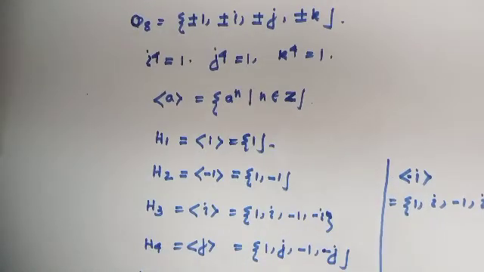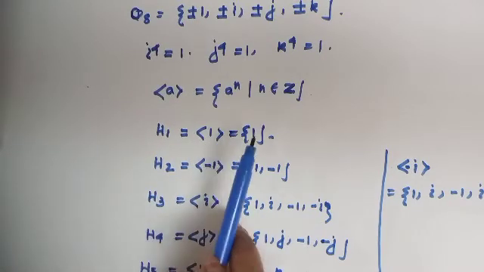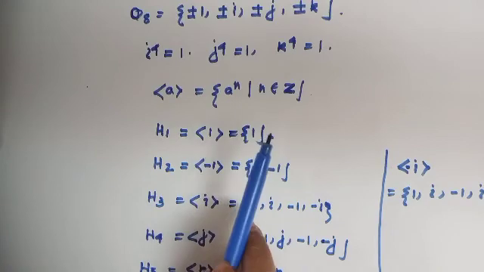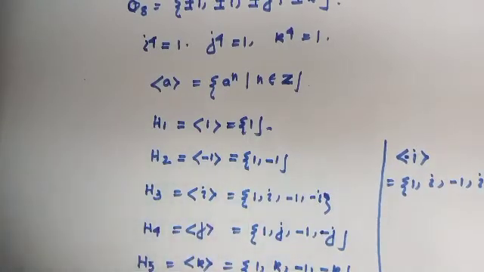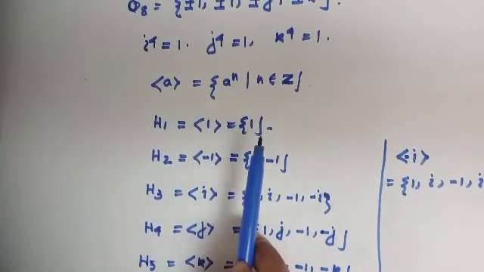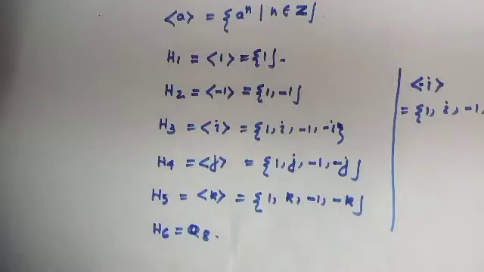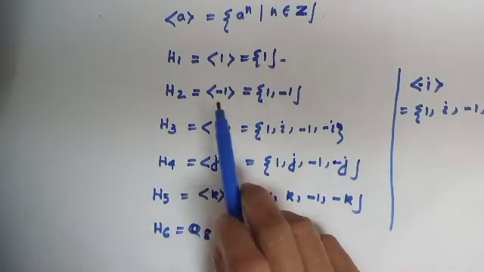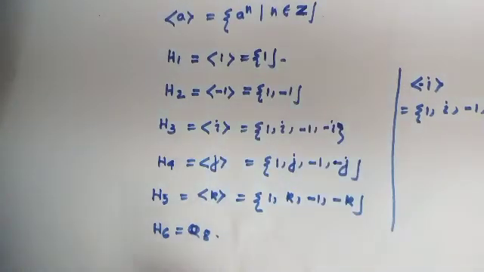We all know the cyclic subgroup generated by a equals a to the power n, where n belongs to the integers. Consider S1, the cyclic subgroup generated by 1, and this will contain only one element, because 1 to any power is always 1. That means this cyclic subgroup contains only one element, and its order is 1.